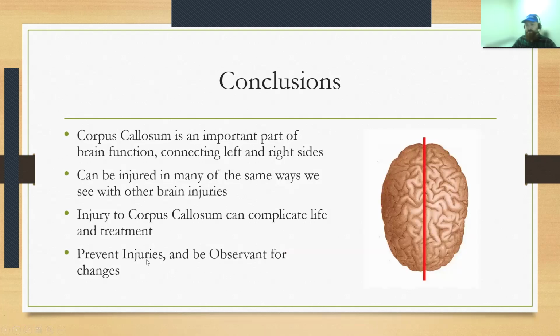So what does this leave me as a brain injury case manager to conclude? Well, obviously the corpus callosum is an important part of the brain, connecting brain functions, in this case, the right and left sides. This is how they talk to each other. This can certainly be injured in many of the same ways we see with other brain injuries.